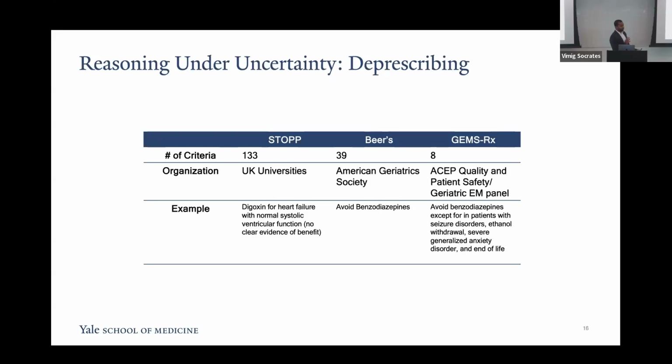These are the three that we mainly looked at. I'm not going to go into great detail here, but these are some examples down here. You can see obviously Beers is very straightforward. There's just a certain type of medication you'll want to avoid. The other ones have a little bit more context, and they're from both the UK and the US and a couple of different organizations. GEMS-RX is one that's more recent, specifically for the ED, which is why we included that one, but the other two are very relevant and are very commonly used.